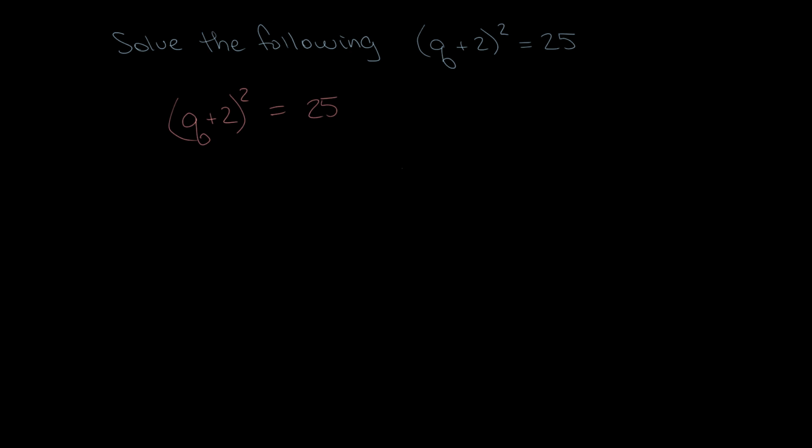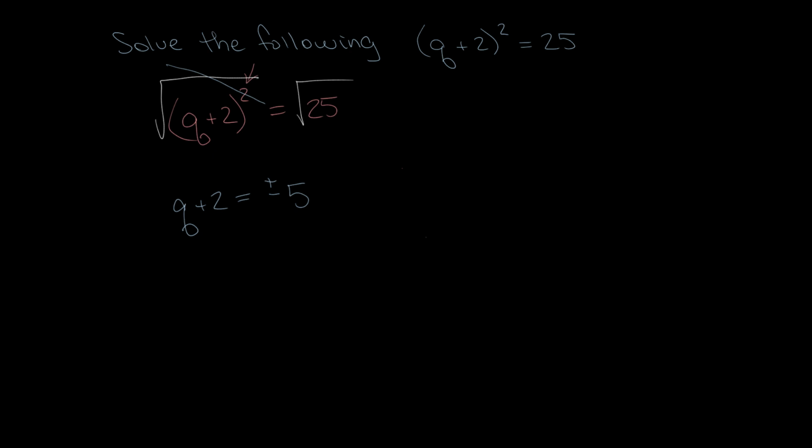So what's the opposite of this square? We would take the square root. And what we do to one side, we have to do to both. The square and the square root are going to cancel each other out. So I would just get q plus 2 equals, now what's the square root of 25? Well, 5, but also negative 5. So I'm going to put positive and negative 5.